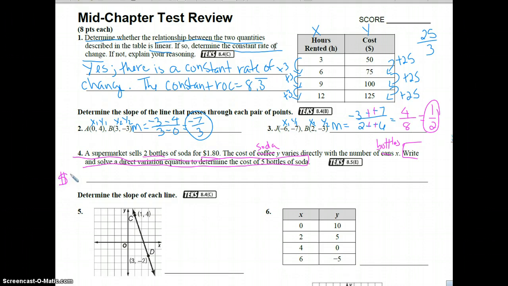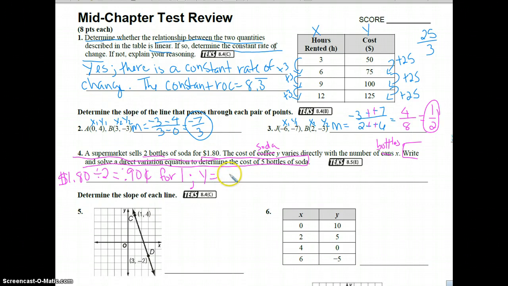Divide what by what? Yes. $1.80 divided by 2 tells us that it's what? 90 cents. 90 cents for just 1 bottle, right? All right. Good. Everybody good so far? Now we found that. What does our direct variation equation look like then?